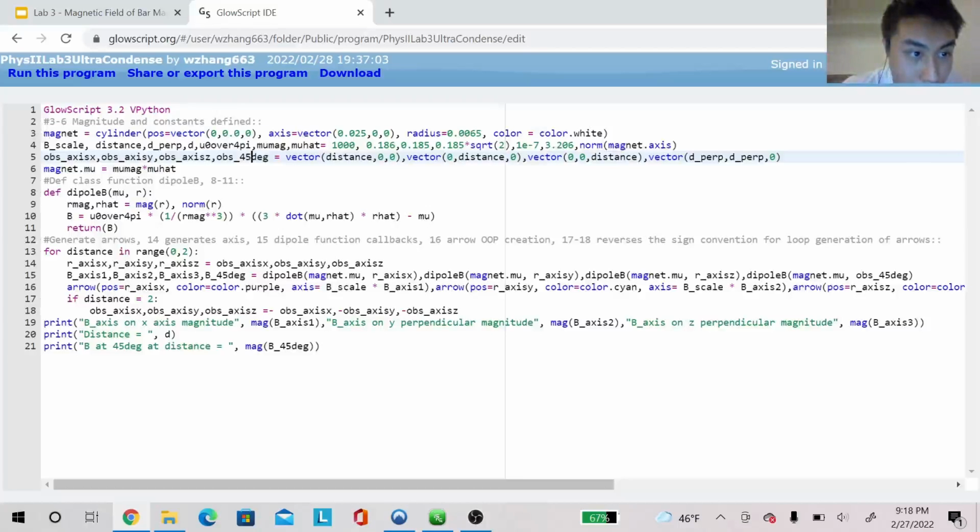Alright guys, let's quickly review. First, initialize a magnet object. Go ahead and initialize all of your constants, the most important of which is the magnet's mag and hat direction, along with the observation axes right underneath that, so that we can go ahead and set some vectors. The magnet.mu is just going to be our previous mu hat and mu mag that we solved for earlier.